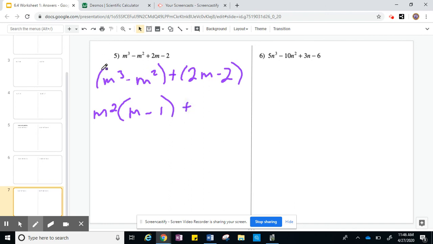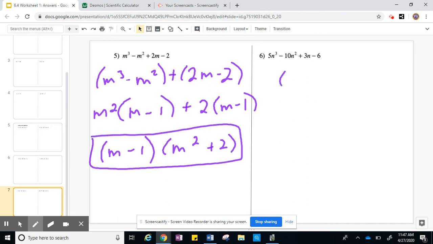Again, think about it like backwards distributing. If you were to distribute this m squared back into it, you want to make sure you get this again. So m squared times m is m cubed. m squared times 1 is m squared. So we're good. The second set of parentheses, I can factor out a 2 from the coefficients, and then I'm left with m minus 1. So then we take our like factor out, m minus 1 times m squared plus 2.